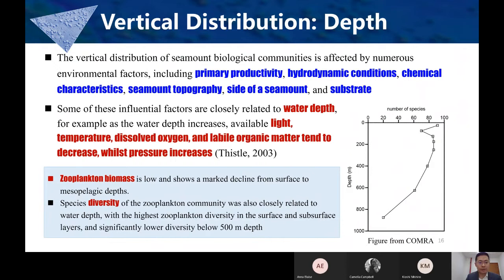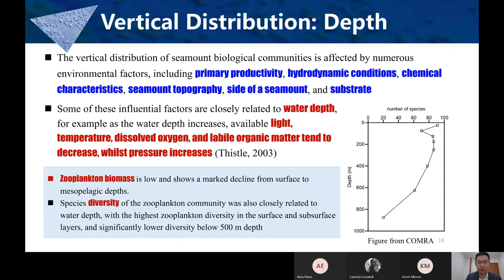The vertical distribution of seamount biological communities is affected by many environmental factors, including primary productivity, hydrodynamic conditions, and so on. Some of them are closely related to water depth.